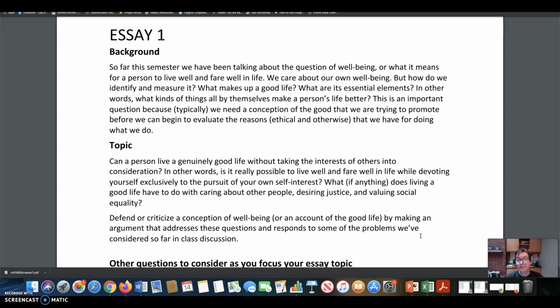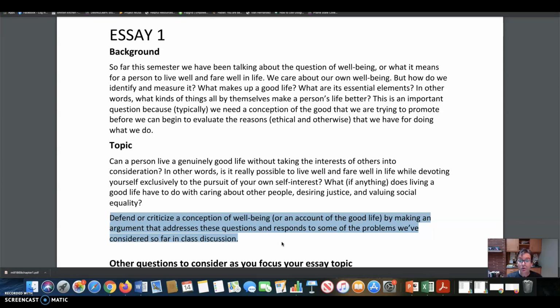So whatever direction you go in here, the goal of the essay is to defend or criticize a conception of well-being or an account of the good life by making an argument, developing a line of reasoning that leads to a conclusion that addresses the questions in the topic, by focusing on one or more of those central questions. So in defending your conception of what it means to pursue a good life, you're making an argument that answers some of these questions about the relationship between living a good life and being concerned for the interests of others.